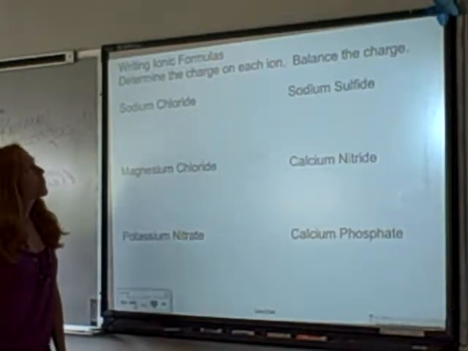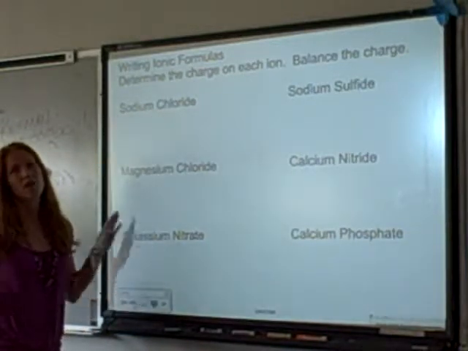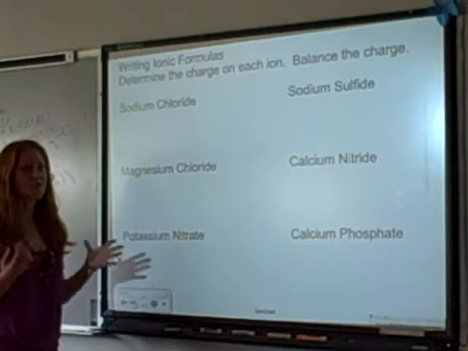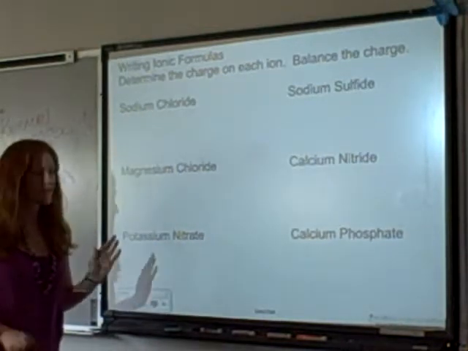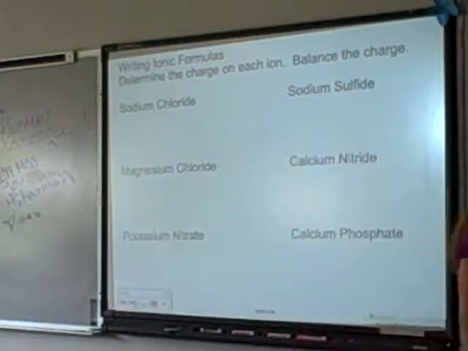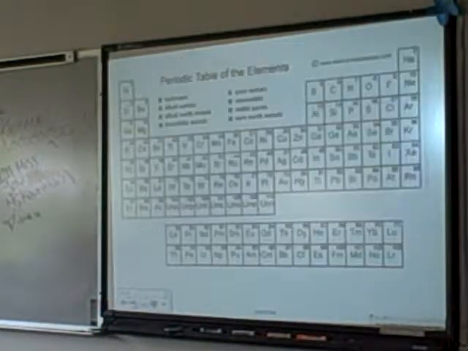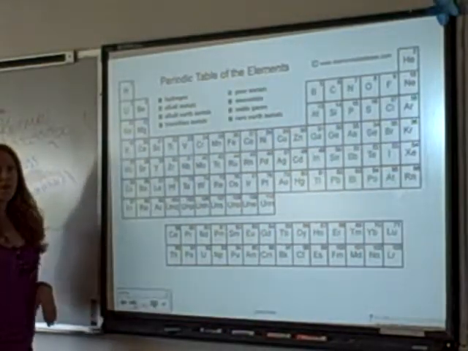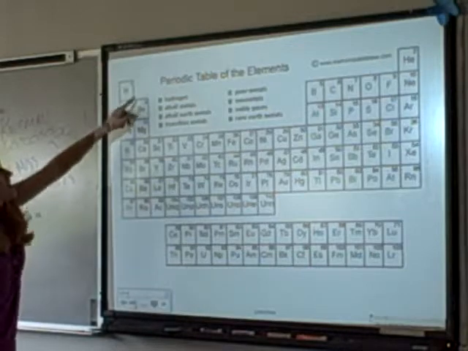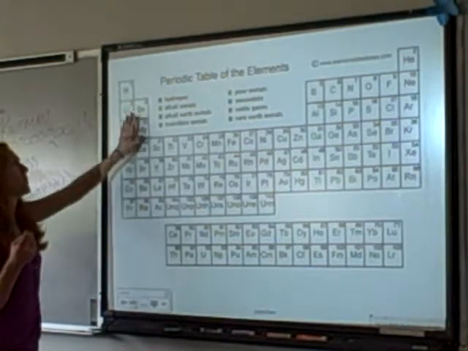So what you do when you write these is you figure out the charge on each thing, and then you make sure the charge is balanced. You use as many sodiums as you need to balance out the charge on the chlorides, however you have to do that. To figure out the charge on these things, we just look at a periodic table. These guys all have 1 valence electron. So they're a 1+. These guys all have 2 valence electrons. They lose those 2 negative electrons to become a 2+.